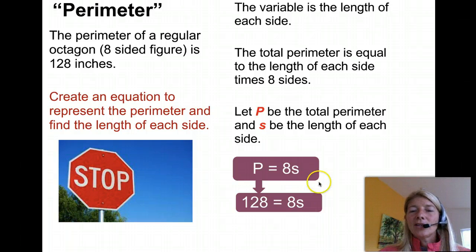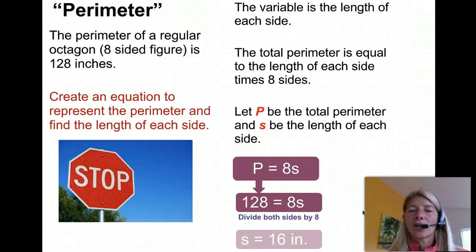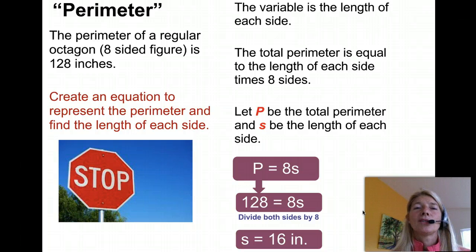Again, we need to undo this multiplication. So to undo the multiplication, we divide both sides by 8. Using our calculator, we get a side length of 16 inches. Okay? So it is very beneficial to take these contextual word problems and put them into some sort of an equation or an expression, and then we can use that to solve to find what we're looking for.